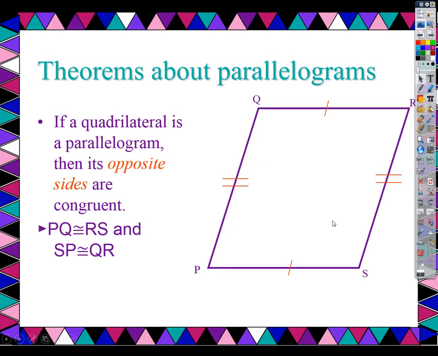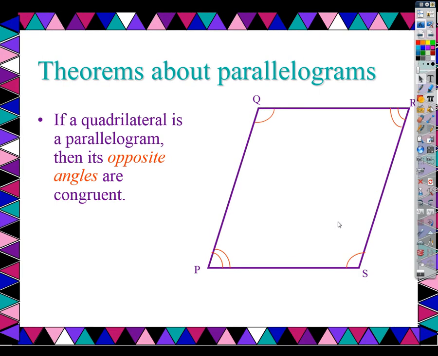Something else that's always true: if a quadrilateral is a parallelogram, then guaranteed the opposite angles are congruent. It doesn't mean that all 4 angles are congruent to each other, but each pair of opposite angles is guaranteed to be congruent.